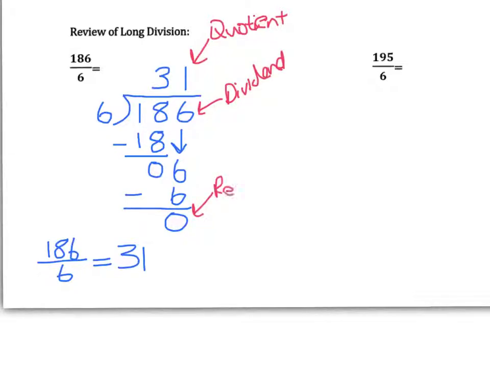This is our remainder. And the 6 here is our divisor. Okay? And so if our remainder is 0, then our solution is just our quotient. I'm going to abbreviate that with Q. All right? Let's look at this next example.